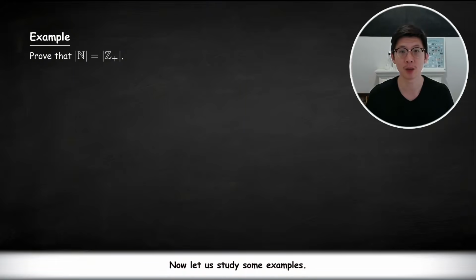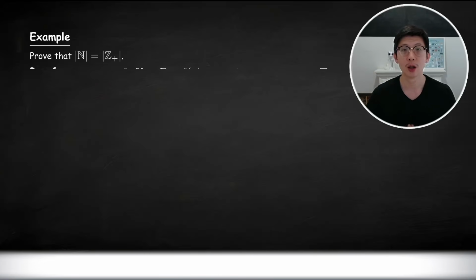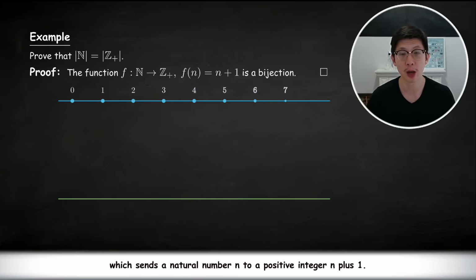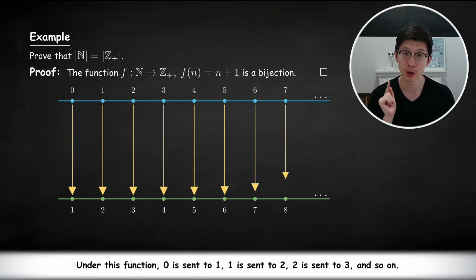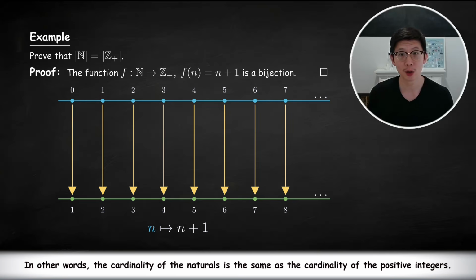Now let us study some examples. In our first example, we want to show that the cardinality of the natural numbers is the same as the cardinality of positive integers. Let us consider thus the translation map, which sends a natural number n to a positive integer n plus 1. Under this function, 0 is sent to 1, 1 is sent to 2, 2 is sent to 3, and so on. This is clearly a bijection. In other words, the cardinality of the naturals is the same as the cardinality of the positive integers.